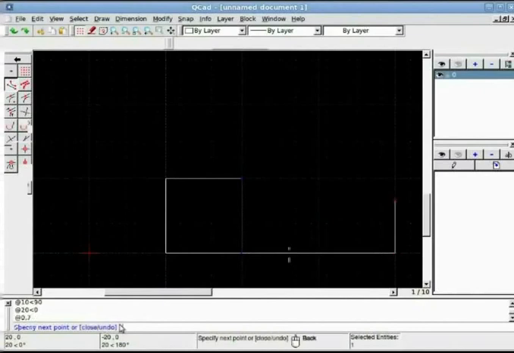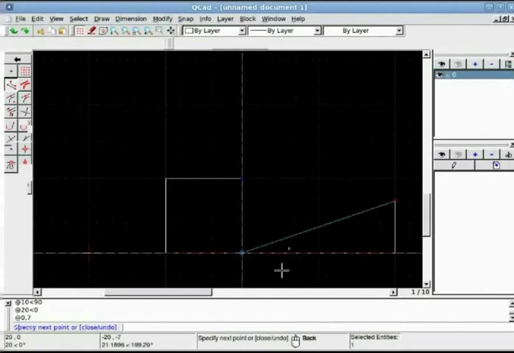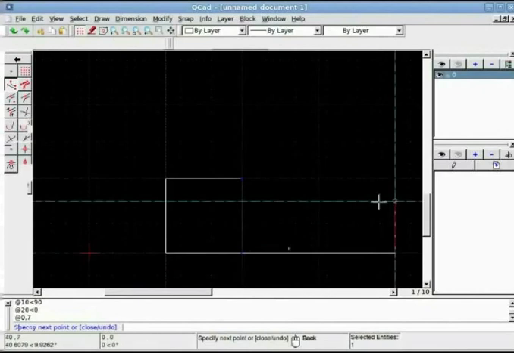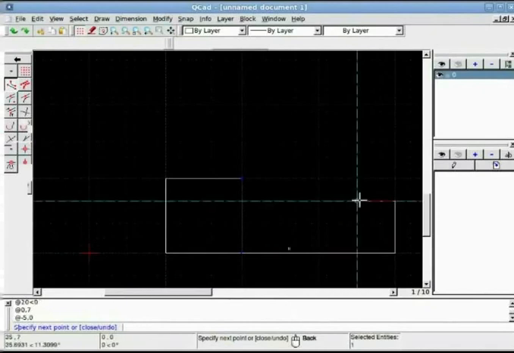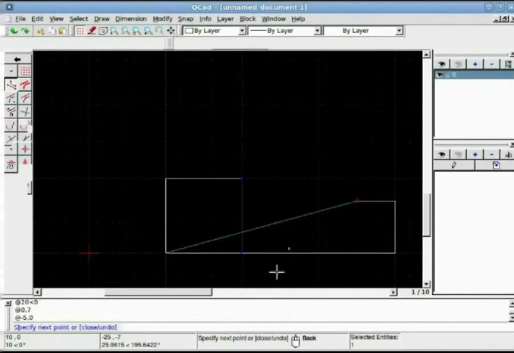Again, if I want horizontal line going in 9 o'clock direction, say 5 units away, I can again use relative coordinate method. At the command prompt, I say at minus 5 now, because X is in negative direction, X value will be negative, comma 0, Y is 0. Now I can close down this line because I know the distance is 7. I can draw vertical line going towards 6 o'clock direction.